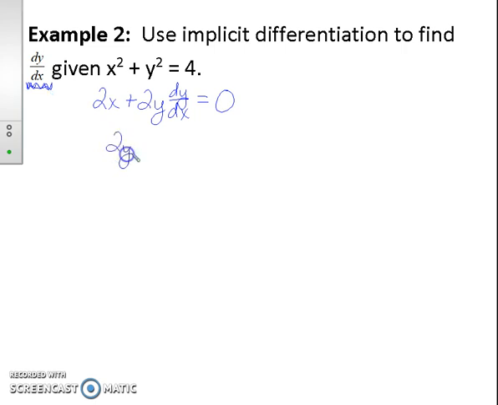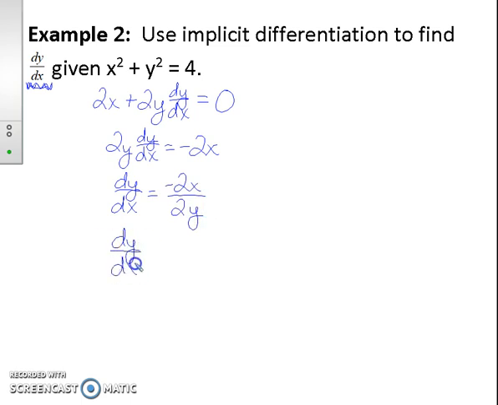So we could subtract the 2x to the other side, and then we could divide by 2y. And so when you simplify that, you end up with dy dx equals negative x over y. We've got the same derivative as we got back in example 1 with the exact same equation, simply solving for y first.